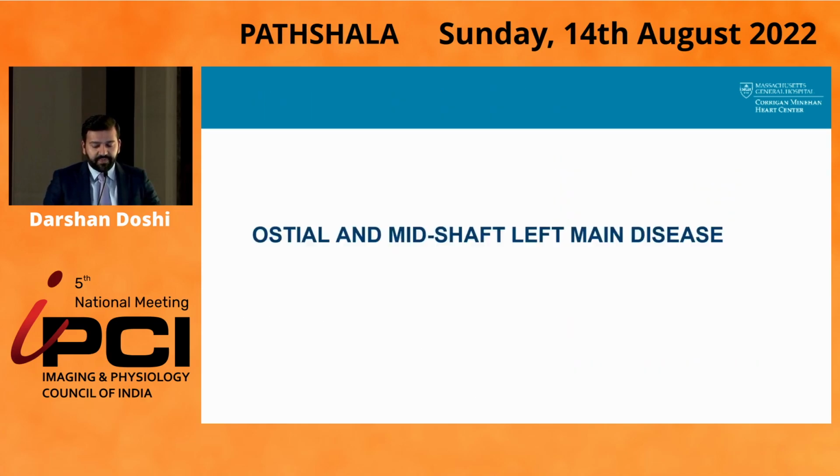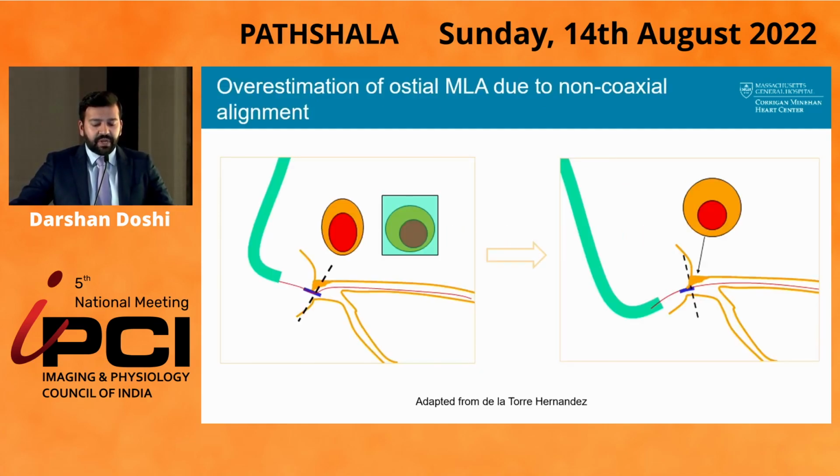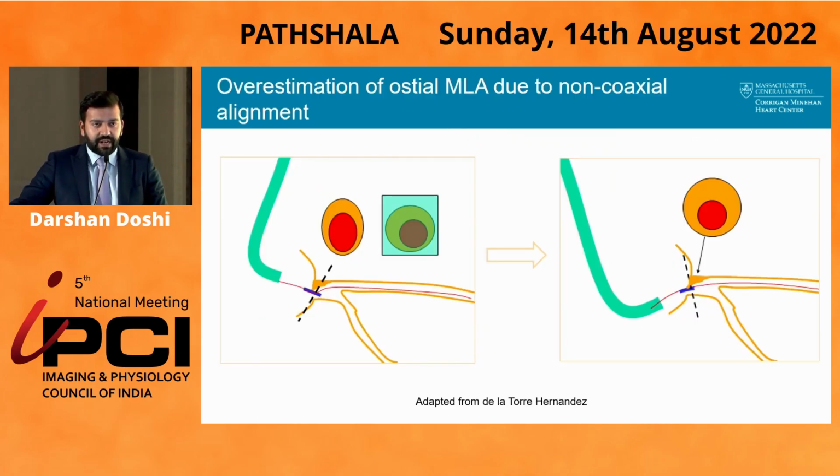Now let's talk about the two types of lesions that you're going to encounter. The less commonly encountered lesion subset are ostial and midshaft left main lesions. In comparison, there are also distal left main lesions, which are more readily encountered and have some technical difficulties of their own that you're going to have to deal with.